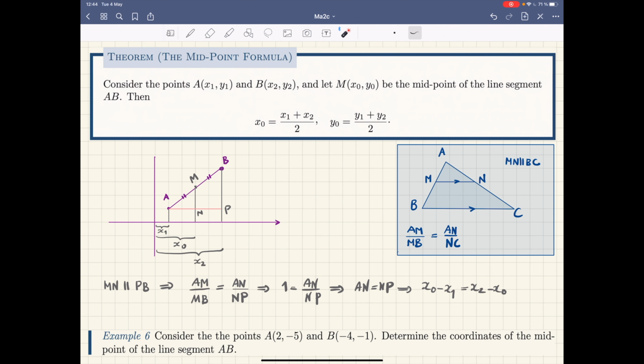I move this negative x naught to the left, and I move this x1 to the right. So what happens? On the left hand side, I have x naught. That x naught goes to the left and becomes positive x naught. And then I have minus x1. I move it to the right and it becomes positive x1. I already have x2 there. You have 2 x naught now, actually. Yes. On the left-hand side, it becomes 2 x naught. On the right-hand side, you have x1 plus x2. Yes? I am looking for x naught, so I divide by 2.